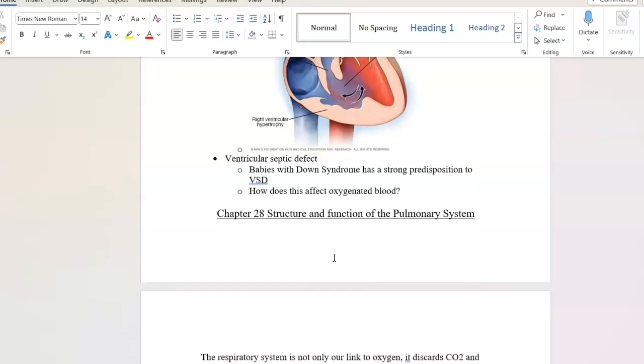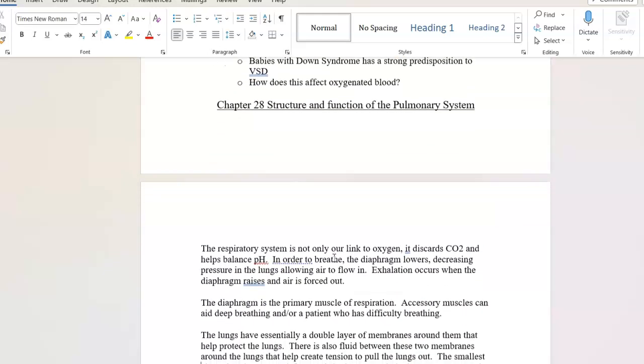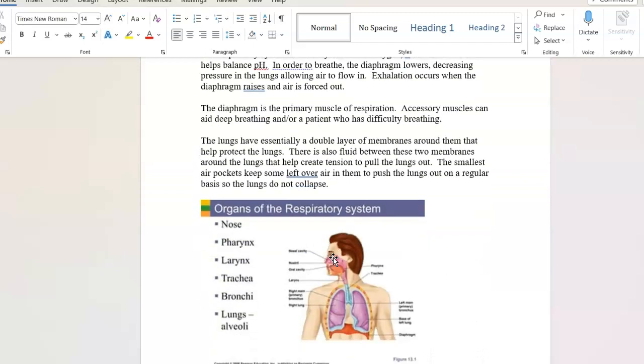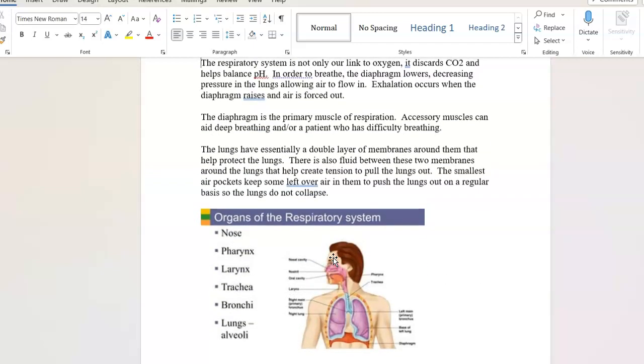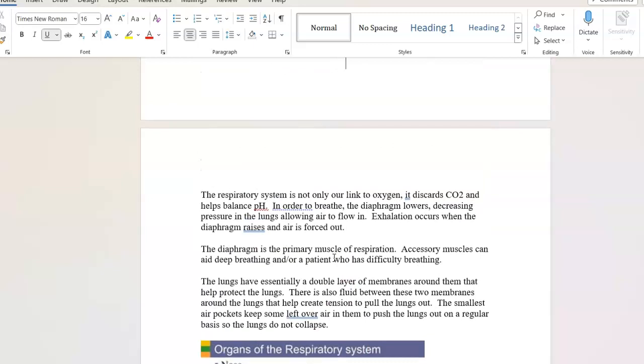Okay, moving on to the pulmonary system. Respiratory system, very important, obviously, to help us breathe. It helps us with discarding CO2. CO2 is acidic, it balances our pH. So in order to breathe, the diaphragm lowers, decreasing the pressure in the lungs, allowing air to flow in. It's all about a balance of the air pressure in your lungs versus the external environment. So if you decrease the pressure in your lungs, more air flows in. If you allow the diaphragm to relax and raise, air is forced out. And that's basically how we breathe.